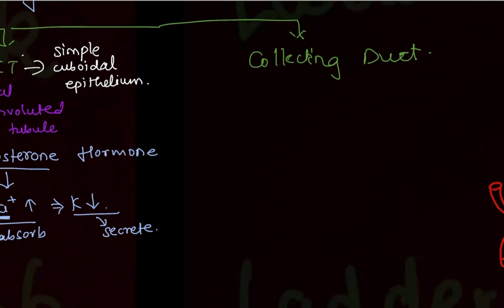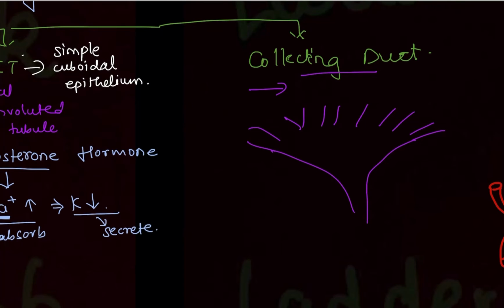Collecting duct, you should remember here a lot of collecting ducts will meet, which will open into the ureter. See, you have many nephrons. Many nephrons will have many collecting ducts. All the collecting ducts from different nephrons come and meet into one thing, that is ureter. This ureter will then take your urine to the urinary bladder, right?